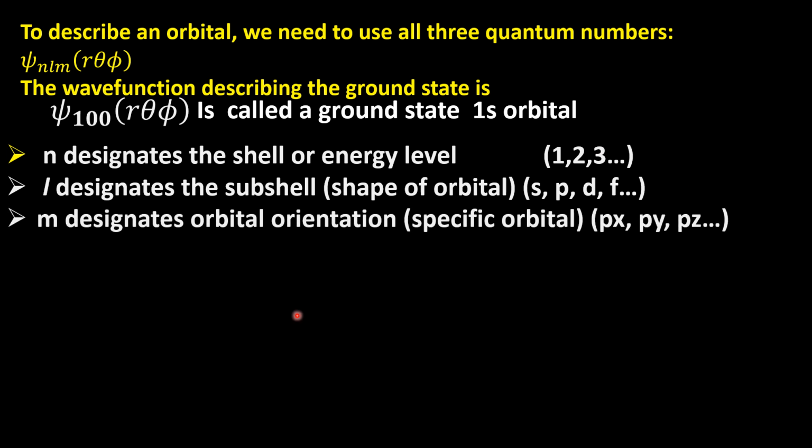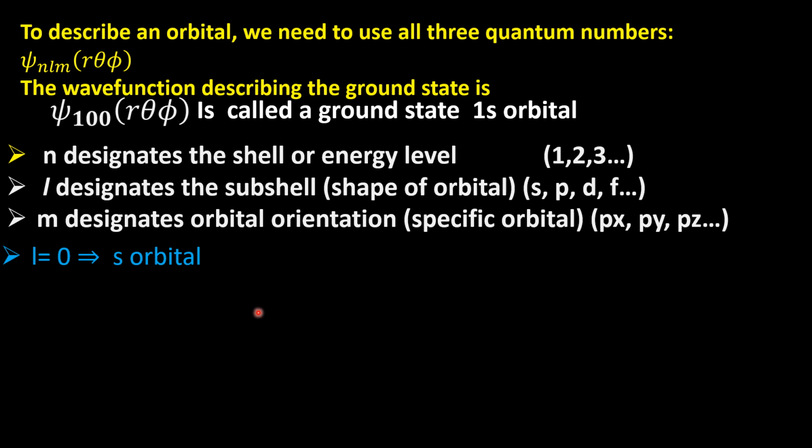The third quantum number, m, the magnetic quantum number, designates the orbital orientation. That is, it tells us the orientation of the orbitals within the magnetic field, or it tells us about the specific orbitals. Like if it is the p orbital, then it tells us about its px orbital, which is oriented in the px direction, and then the py and pz orientations. So it tells us about the specific orbitals. m designates the orbital orientations.